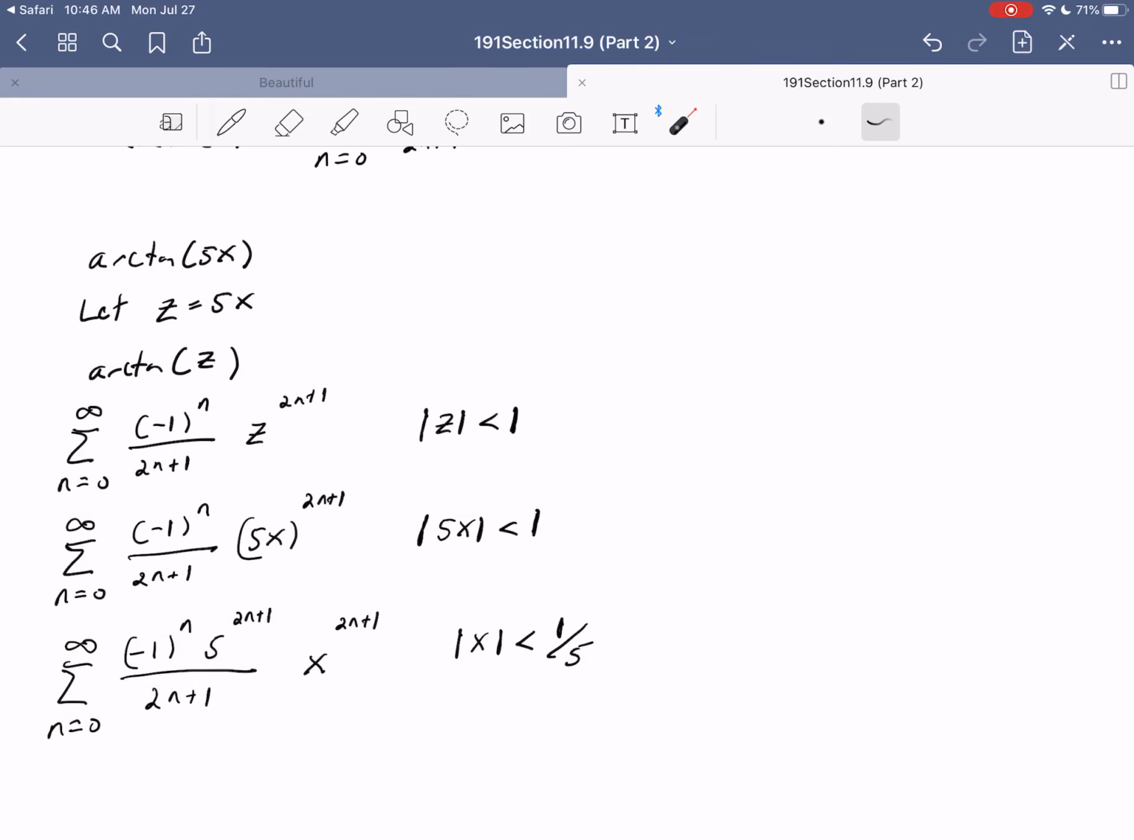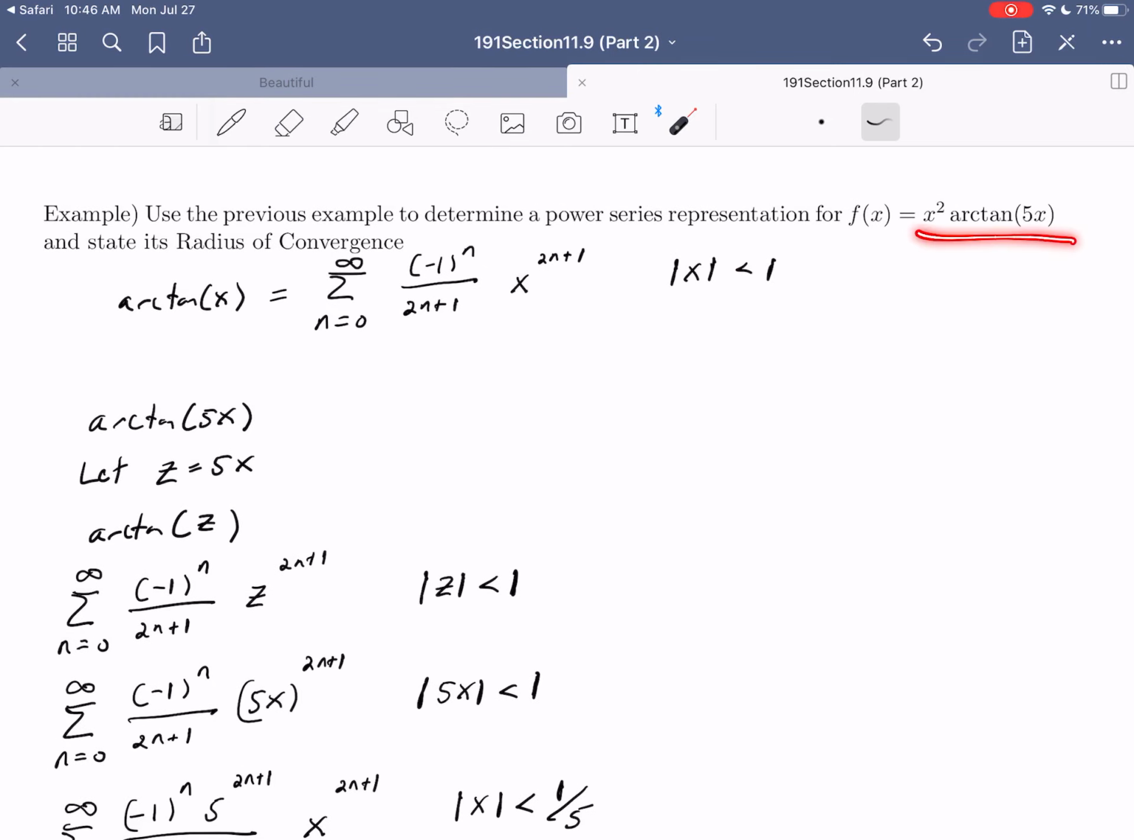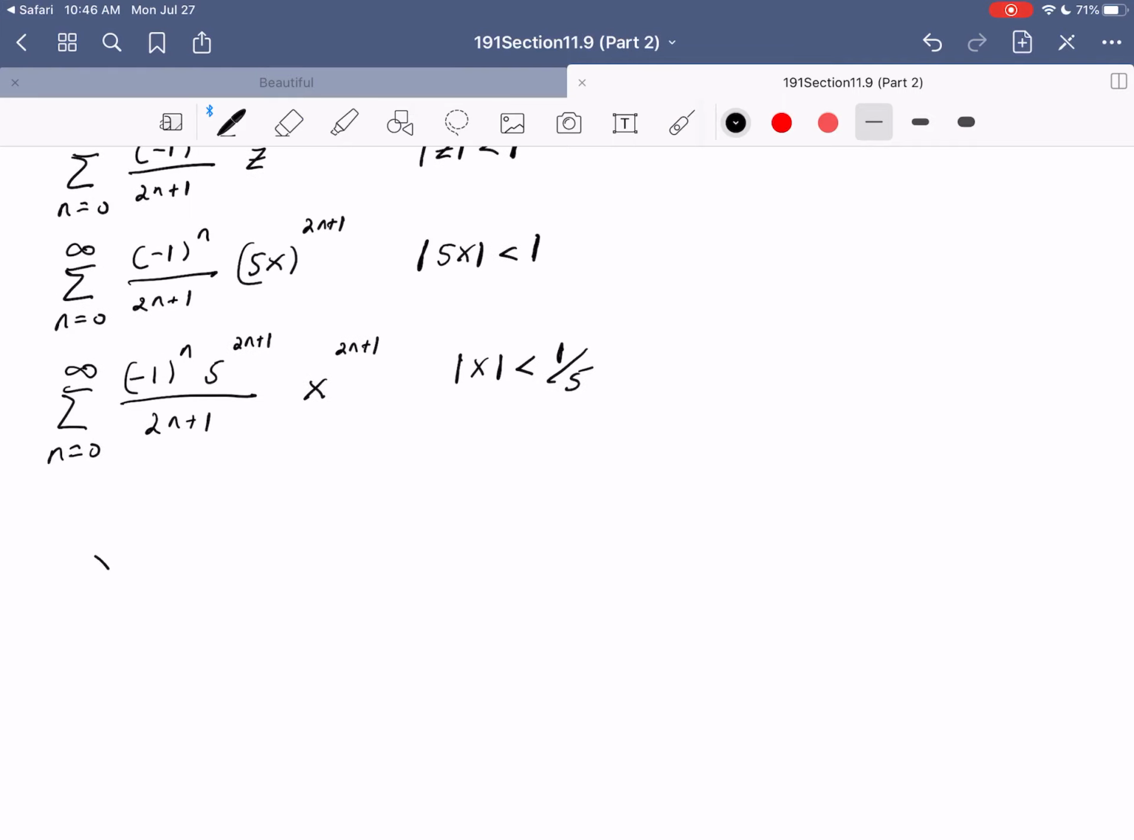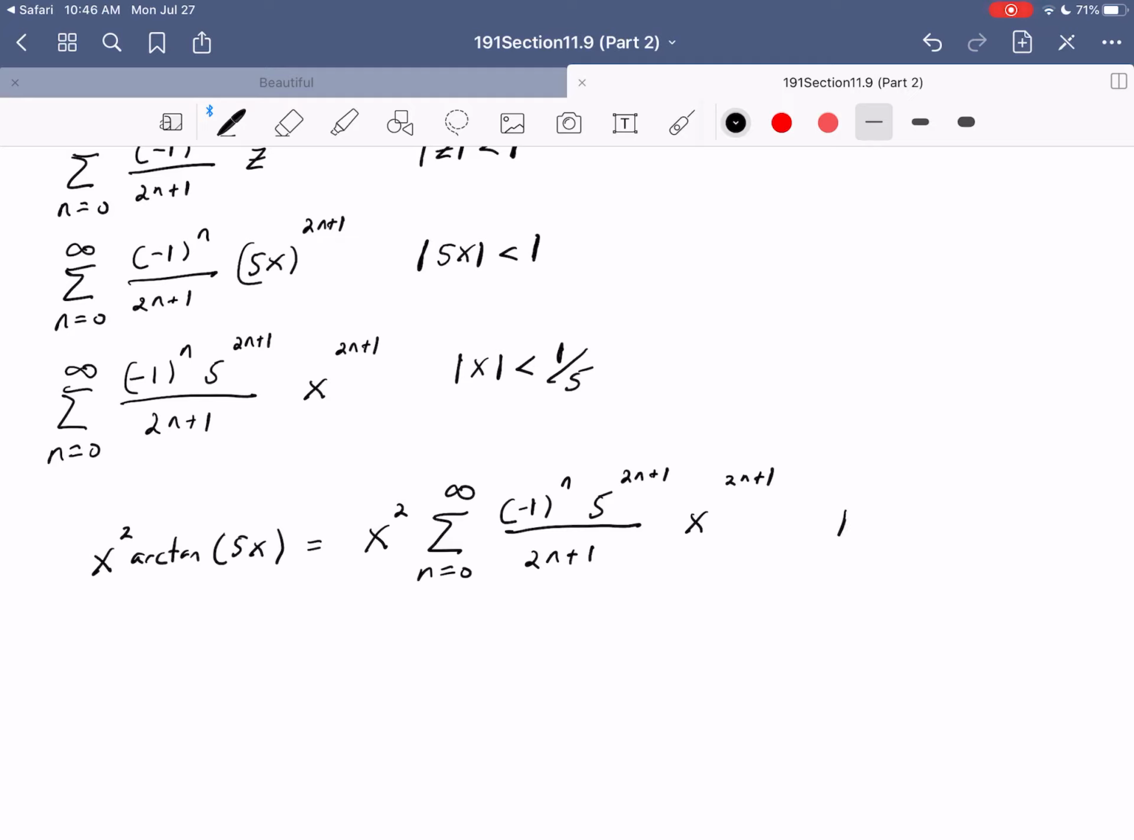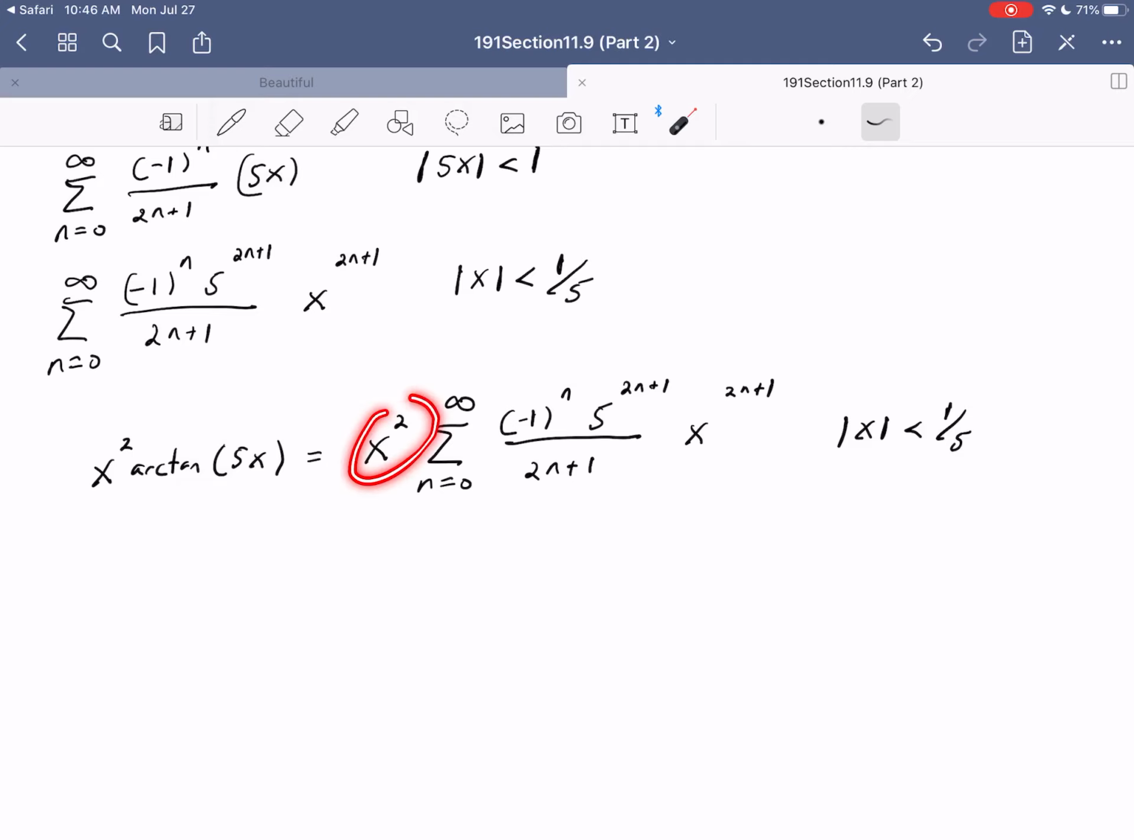Now, of course, we want x squared arctan 5x, so let's write that out. x squared arctan 5x must be equivalent to x squared times the sum from n equals 0 to infinity of (-1)^n, 5 to the 2n plus 1, over 2n plus 1, x to the 2n plus 1, as long as the absolute value of x is less than 1/5. Notice that multiplying by this polynomial term doesn't impact the radius of convergence, so we still have a radius of convergence of 1/5 there. Now we can distribute this x squared in. Of course, it's only going to mix with this.